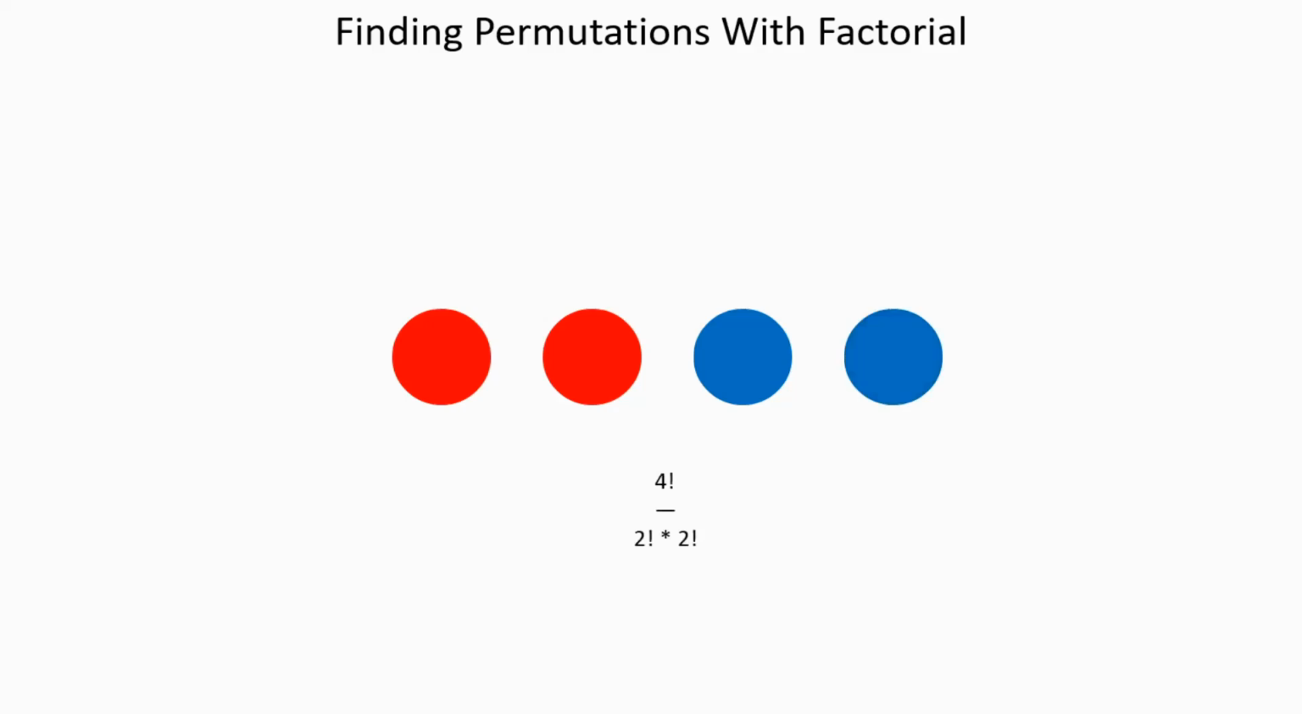If, let's say, 2 of them are red and 2 of them are blue, now there are 2 sets of duplicates, so we do 4 factorial divided by 2 factorial, representing the number of red duplicates, multiplied by 2 factorial, representing the number of blue duplicates.